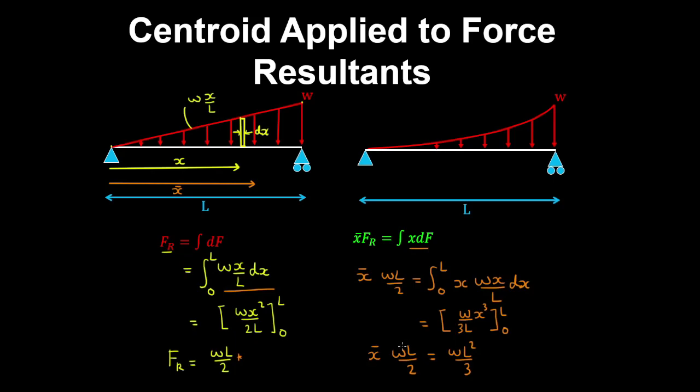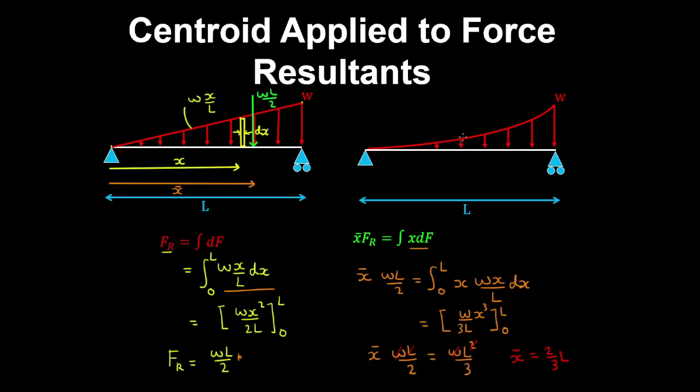And now if you solve for x bar by dividing through by W and dividing through by L, and then multiplying through by 2, we obtain x bar is 2/3 L. And that's expected, that the resultant force acts at 2/3 of the length of this distributed load.